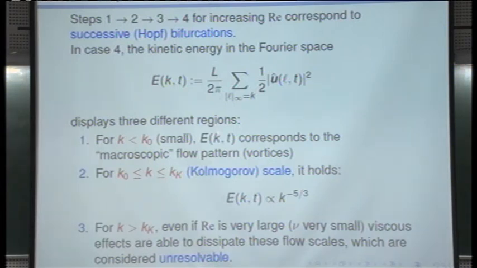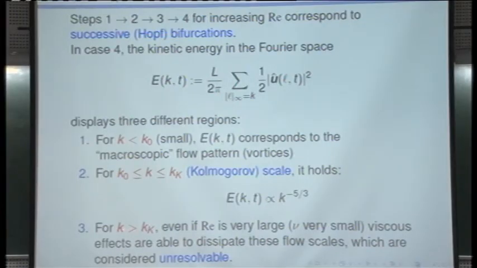In that spectrum, one can distinguish 3 different regions. If we have small wave numbers, then the spectrum corresponds to the macroscopic flow patterns. What does it mean? The big vortices. That means that the spectrum will depend on the boundary conditions, the forces, and so on and so forth. Okay, so depending on the flow, of course, on the geometry, you will have one spectrum or the other.